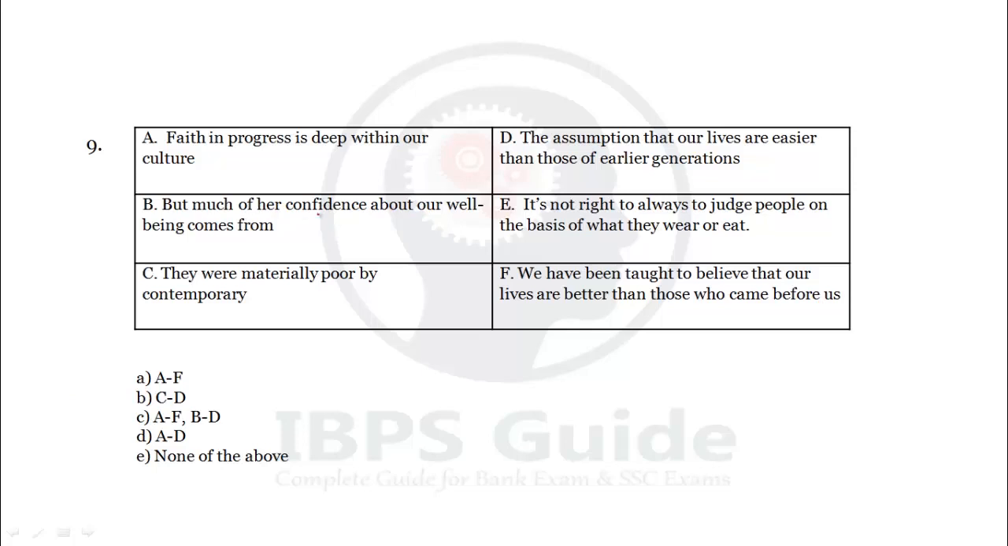But much of our confidence about our well-being comes from the assumption that our lives are easier than those of earlier generations. Actually, AF and BD, these are the connected sentences. I mean to say, if we make the rearrangement, AF will be the first sentence and BD will be the second sentence, because this is a sequence. So correct answer will be C.